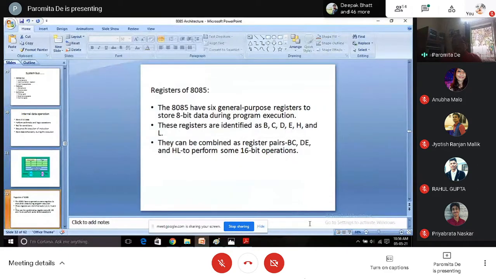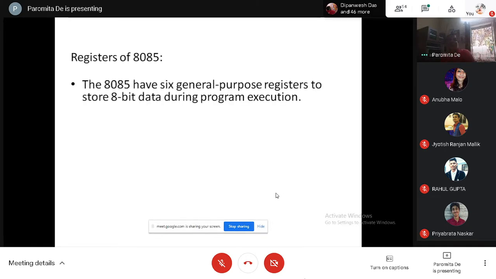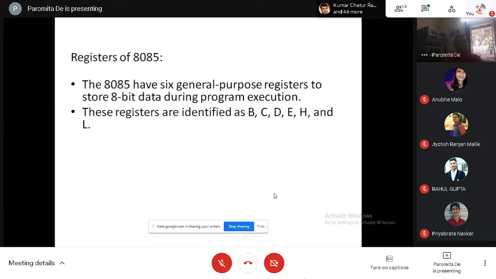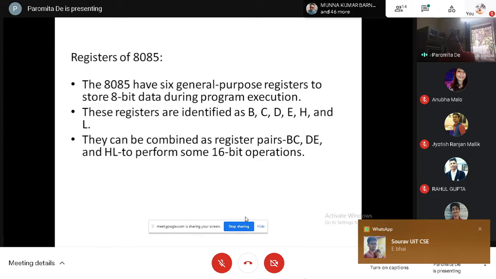Okay, so let us see what it is saying. It is saying the registers of 8085. The 8085 has 6 general purpose registers to store 8-bit data during the program execution. Because the word size is 8-bit, we are always storing 8-bit data, and there are 6 general purpose registers to do so. These are B, C, D, E, H, and L, like we discussed. Those are the general purpose registers, and they can be combined as register pairs BC, DE and HL to perform some 16-bit operation.